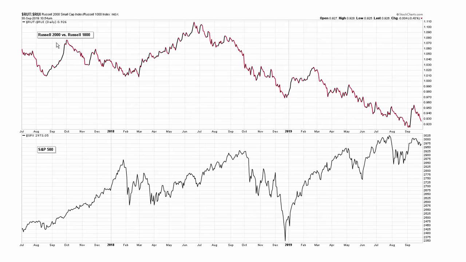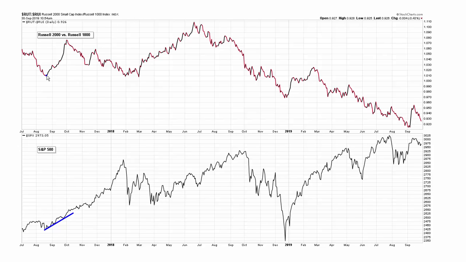All right, next chart is the Russell 2000 versus the Russell 1000. So it's basically the small caps versus the large caps. What I want to point out here is going back to August of 2017, the market obviously rallied. The market actually rallied all the way into January 2018.